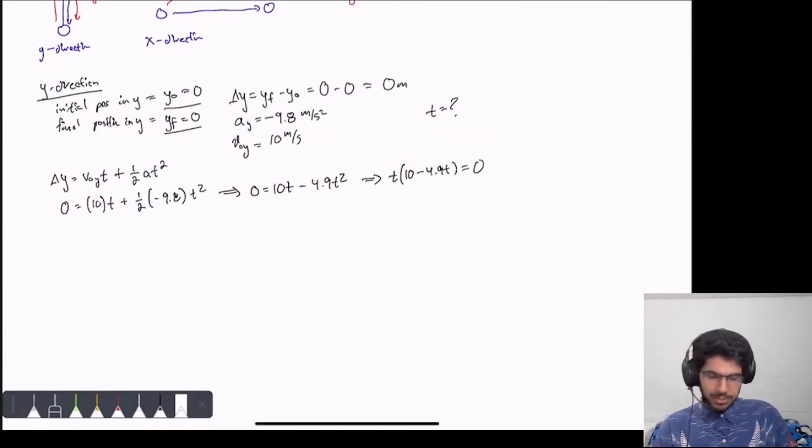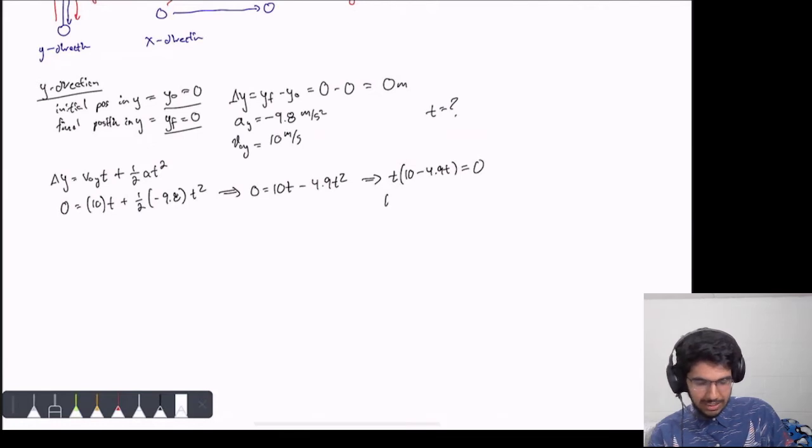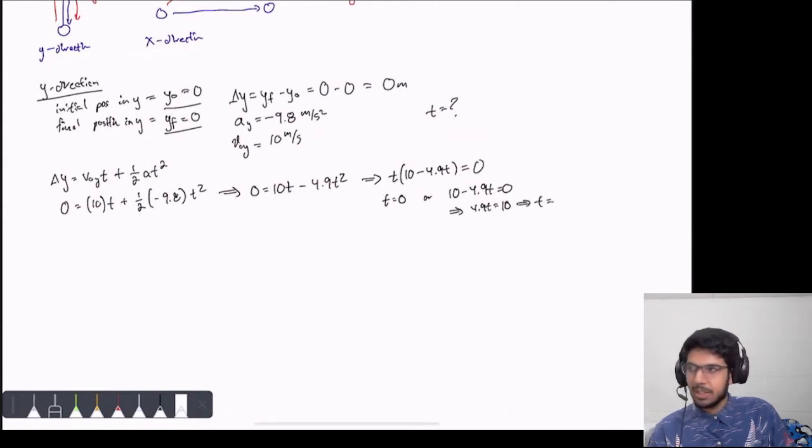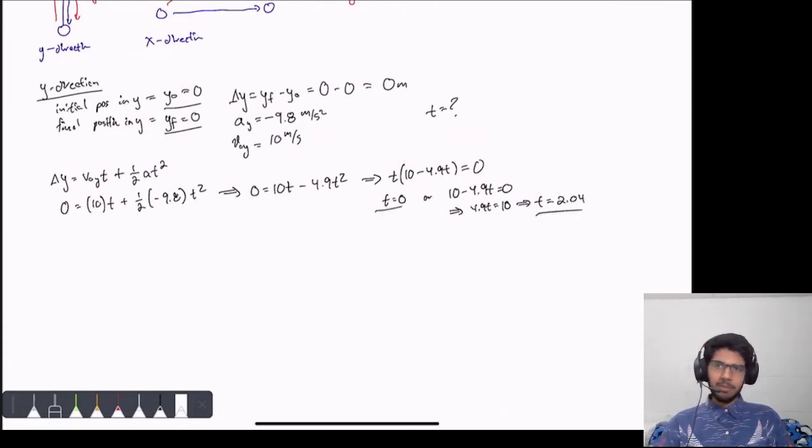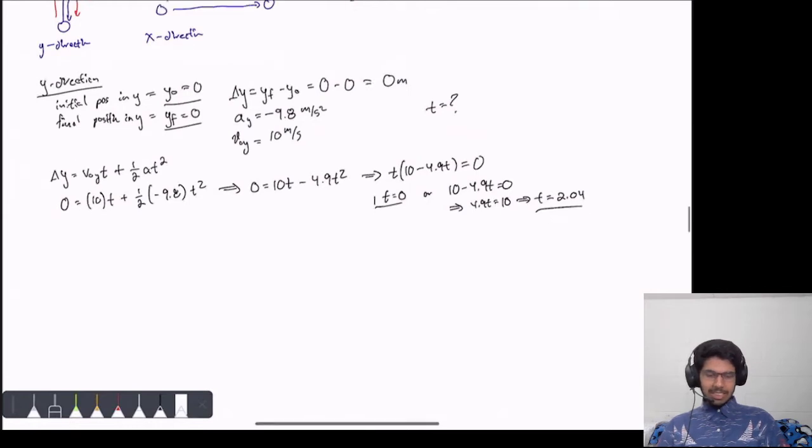So what are the solutions for t? This occurs when t equals 0 or when 10 minus 4.9t equals 0. And this means that 4.9t equals 10 or that t equals 2.04. So we have two solutions, but we really need one solution, right? We can't have two solutions for time. So what do these times mean? What does t equals 0 mean?